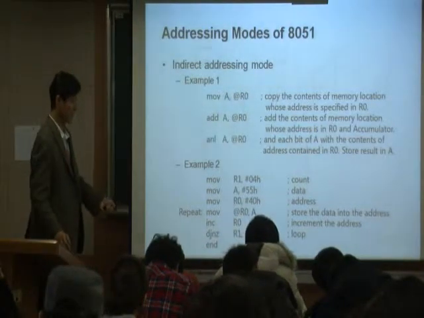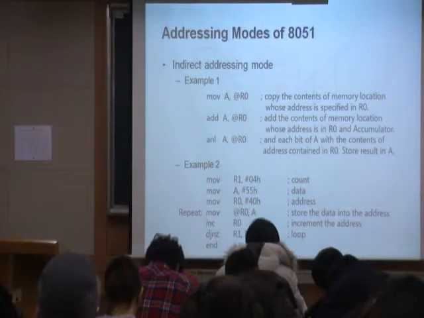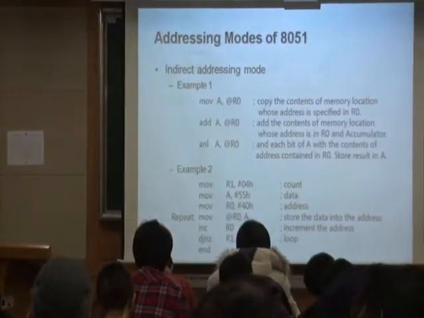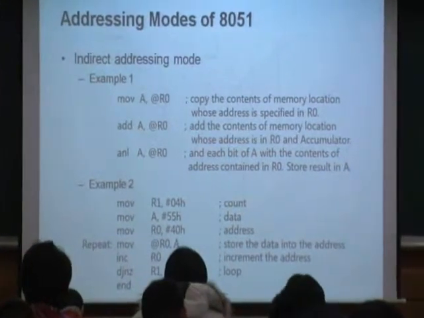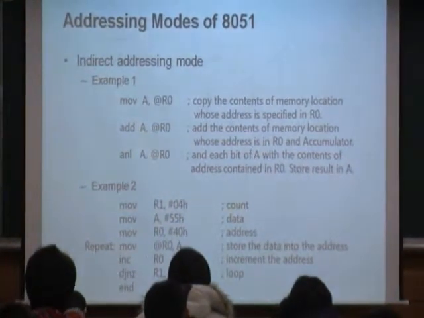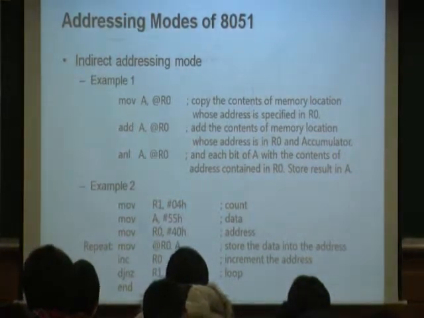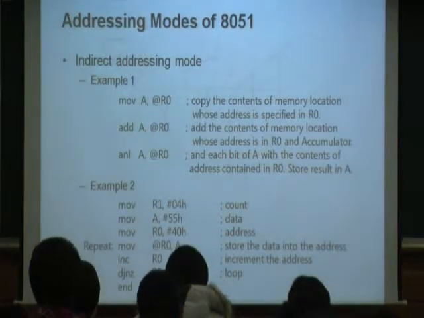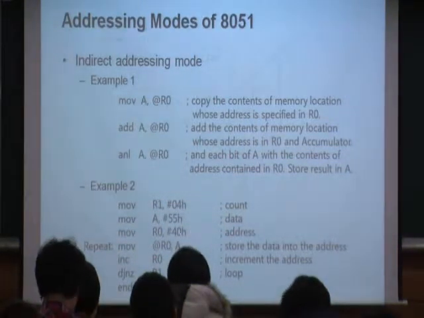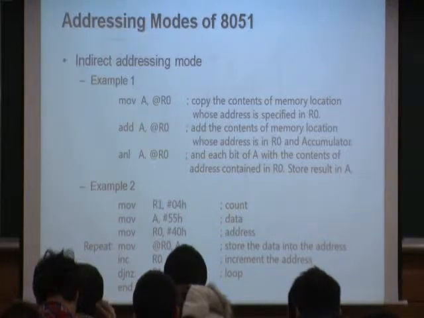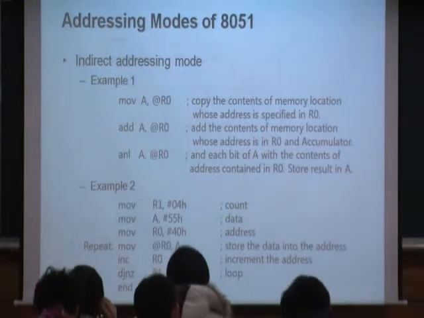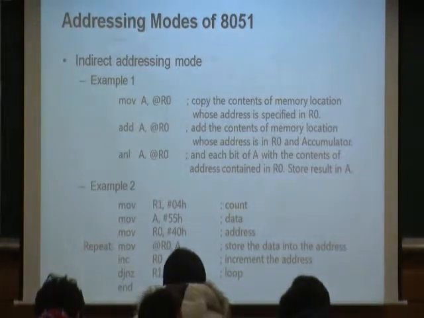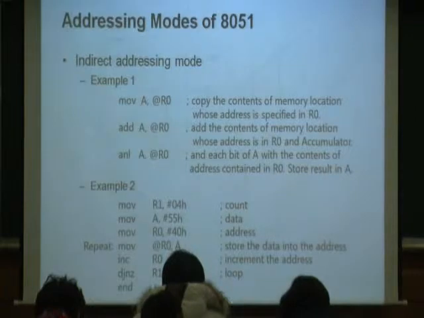Next one, INC, meaning increment. You increment the value. Then what happened? R0 has the value what? 40. Okay, R0 has the value 40. But now we want to increment. Then R0 now has value 41. Okay, the value in R0 has been incremented to 41.